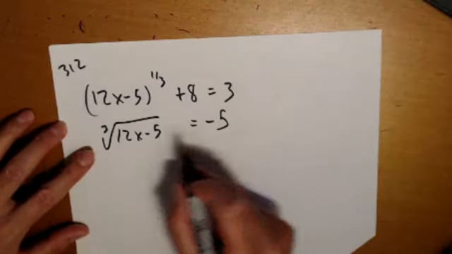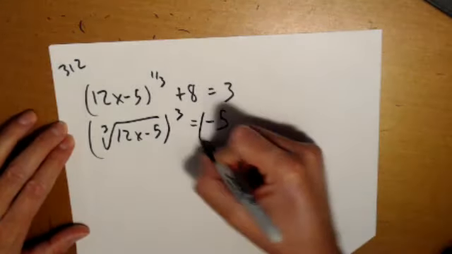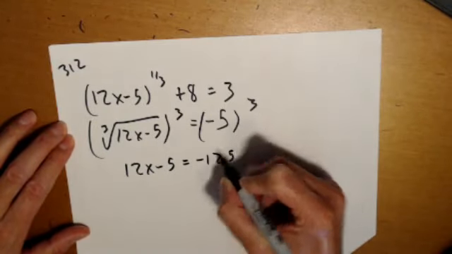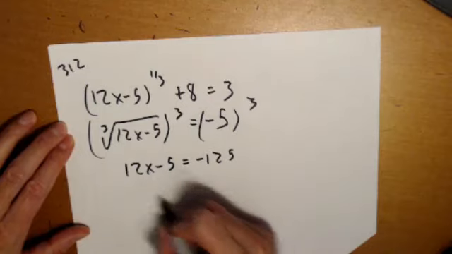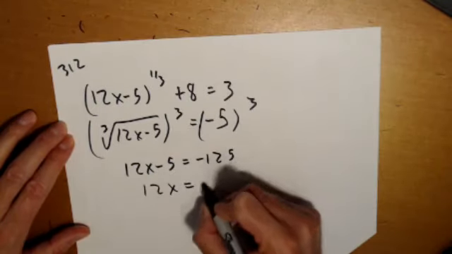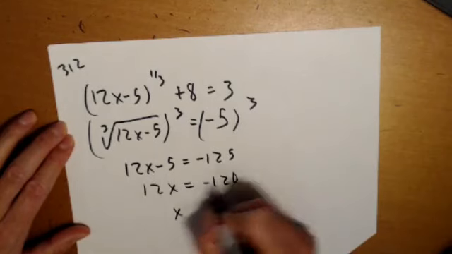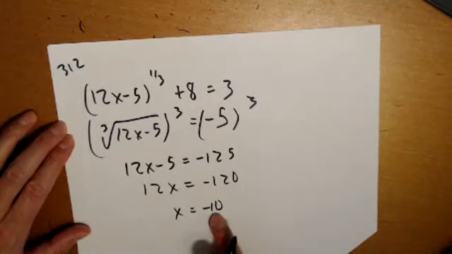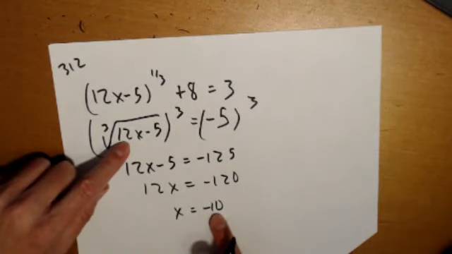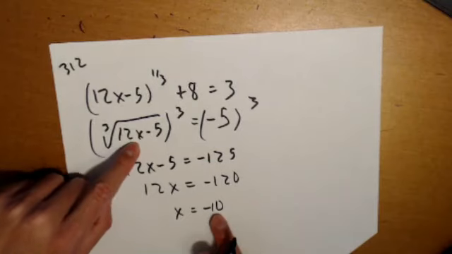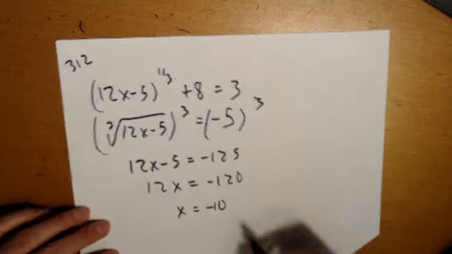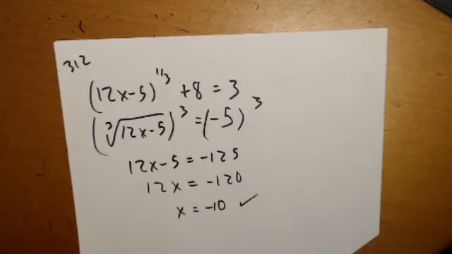Familiar ground. We got the radical alone. Cube both sides. 12x minus 5 equals negative 125. Negative 5, negative 5, negative 5, negative 125. 12x equals, add 5, negative 120. Divide by 12, negative 10. Double check. 12 times negative 10 is negative 120. Minus 5 is negative 125. The cube root of that is negative 5. Boom, done. So it does in fact work out. Okay. So you should be able to handle the rest of 8.6.